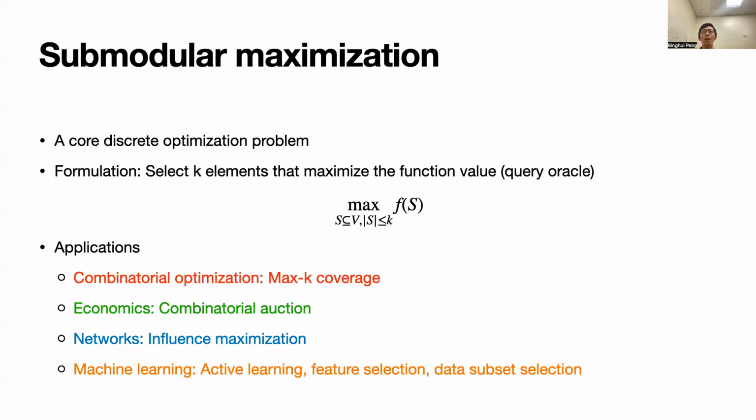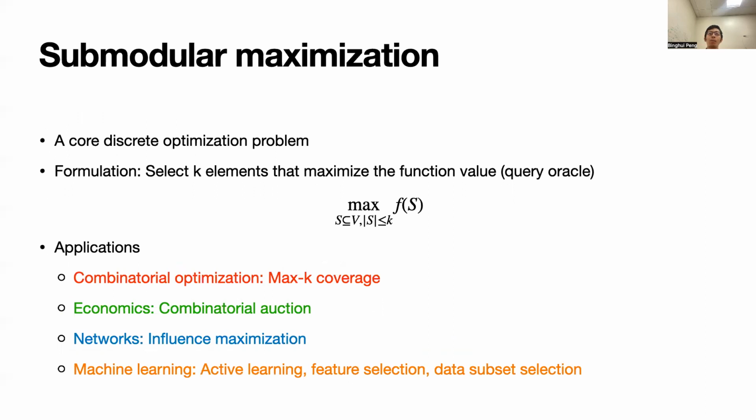In a submodular maximization problem, usually the goal is to select a subset of k elements that maximizes the function value. And the problem is usually studied in the query oracle model, meaning that the algorithm can query any subset of the ground set, and it incurs a unit cost.